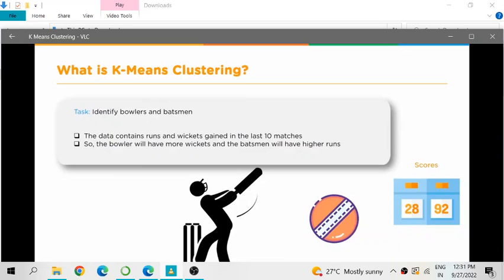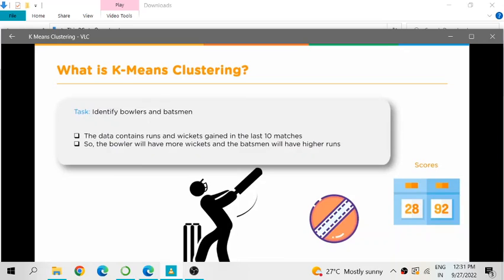We don't have any information saying he is the bowler or he is the batsman. We just have the information about the cricketer, how many runs he has scored and how many wickets he has got. By using this data set, we have to find out who are the bowlers and who are the batsmen. We have to separate them and give the output as a set of bowlers and a set of batsmen.